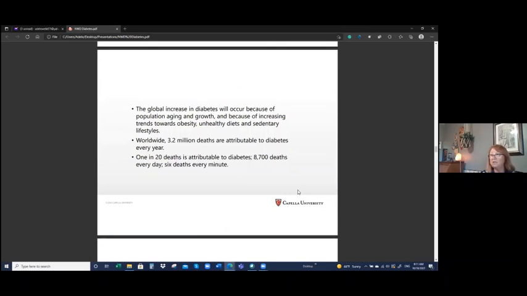So why is it increasing? Well, part of it is we're aging, right? The other part is we're growing, so there are a lot more people than there used to be. But it's also these trends towards obesity, unhealthy diets, sedentary lifestyle.